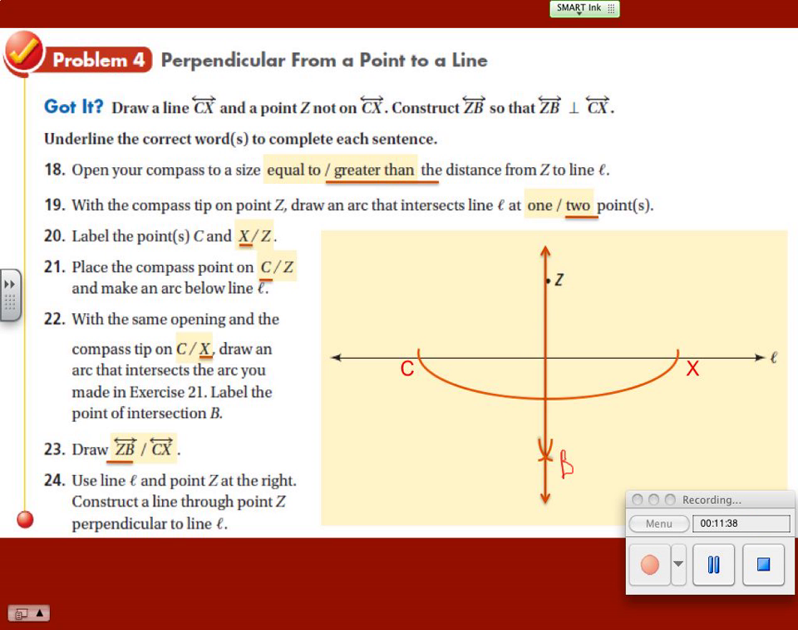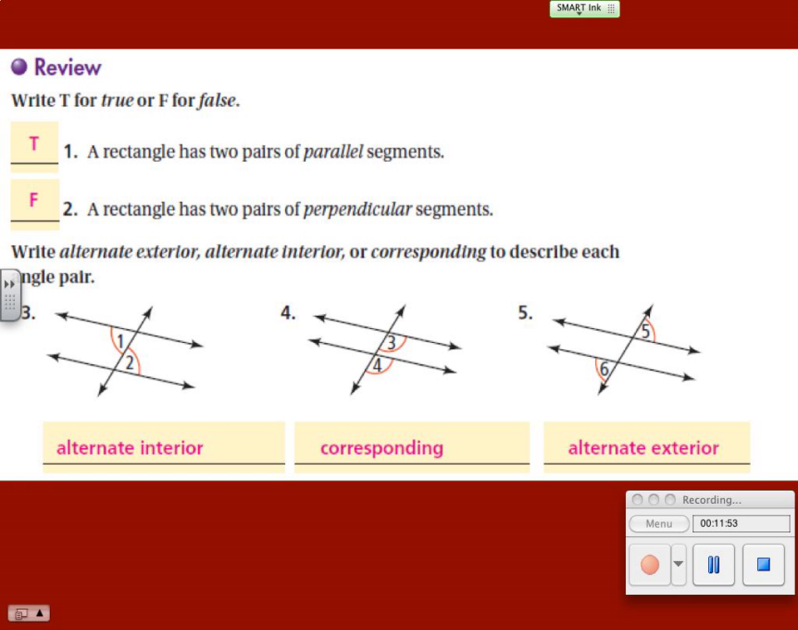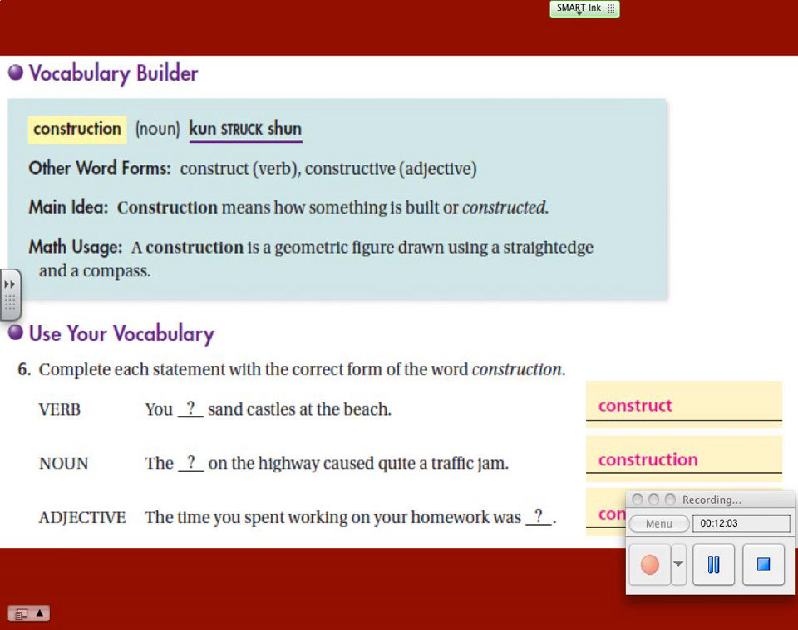For the rest of the video, you can check your answers to your original problems from the beginning, so you can do that now. And there's the review for the first part: true, false, alternate interior, corresponding, alternate exterior. There's a vocabulary word and our verbs: construct, construction, and constructive.